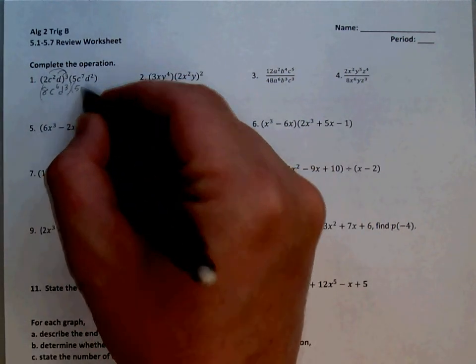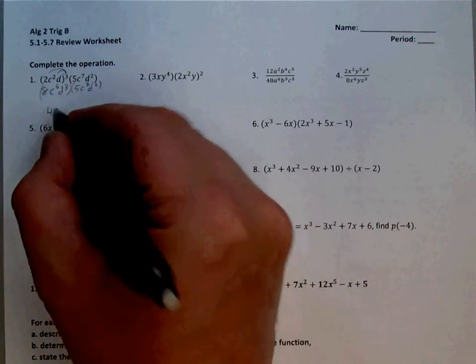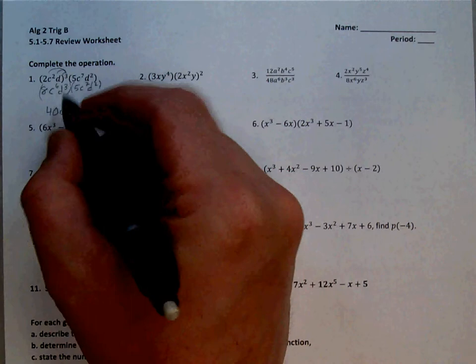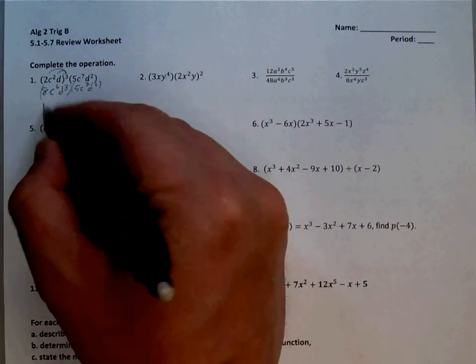Now we can multiply that to the next set of parentheses. So 8 times 5 is 40. For the C's, you go ahead and add their exponents together, so C to the 13th, and for D, we'd add those together to get D to the 5th.